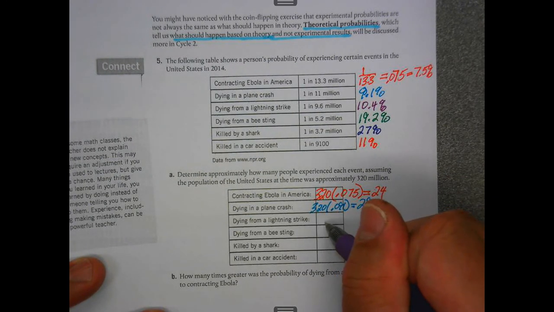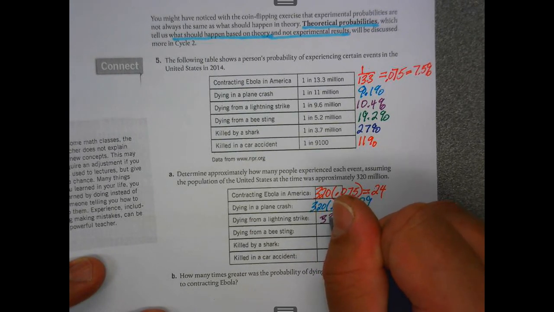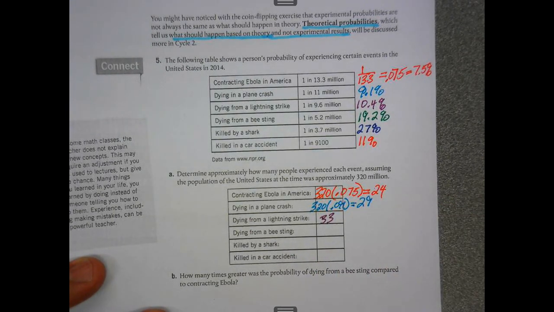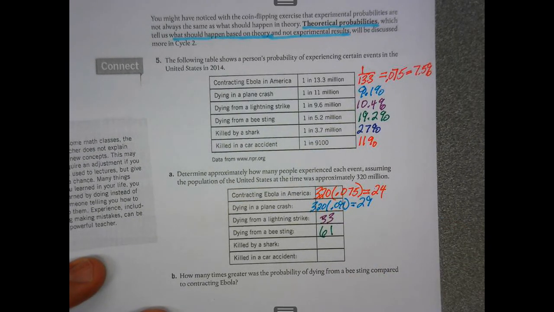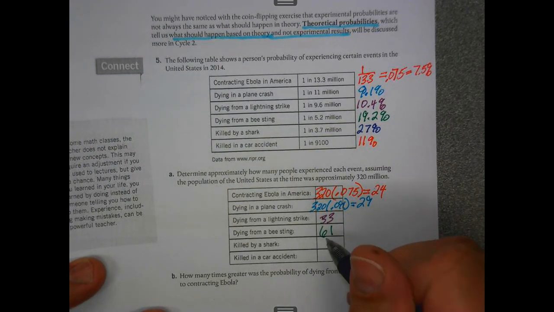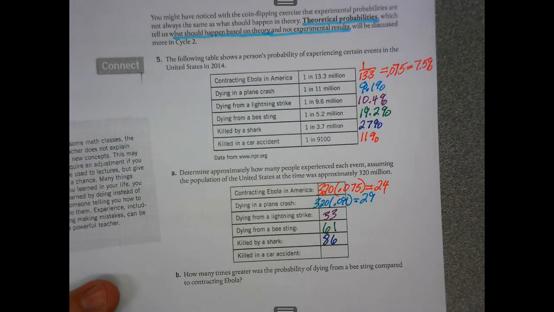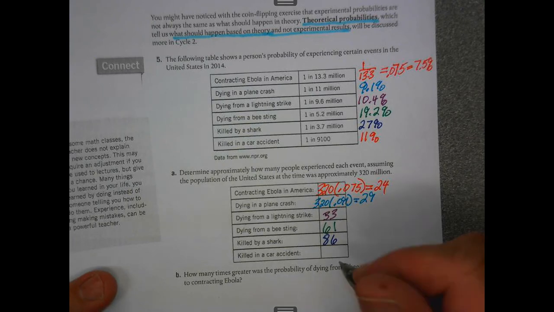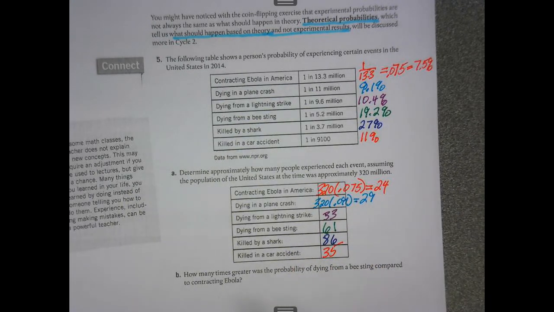How many times greater was the probability of dying from a bee sting compared to contracting Ebola? The bee sting, I had 86 people, compared to contracting Ebola, which is 24. If I divide this, it comes out to 2.5 times higher.